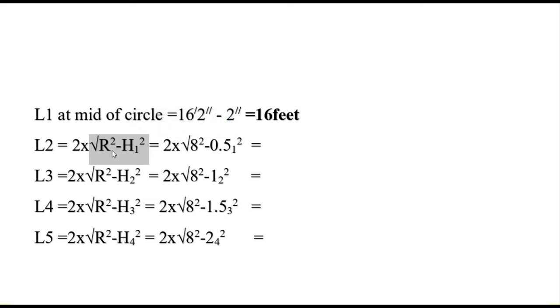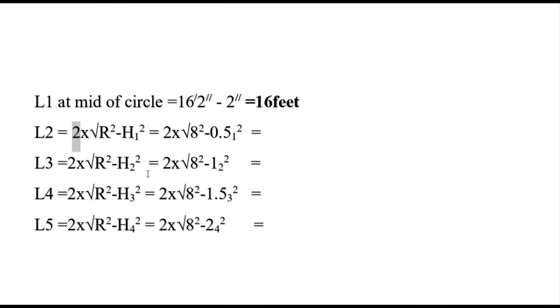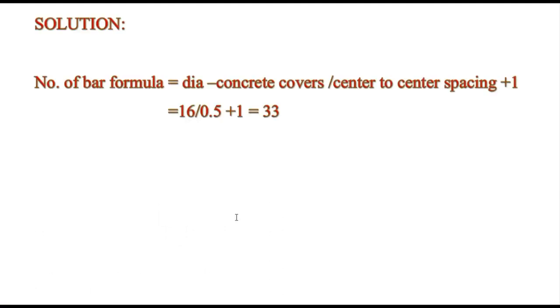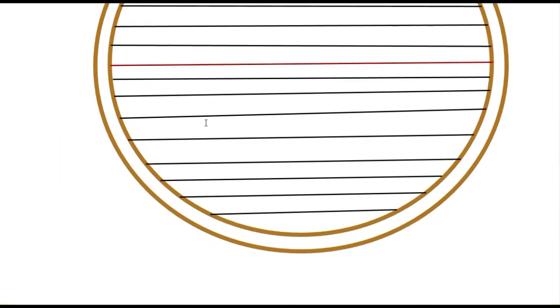Here the highlighted part will give us the half length up to the radius of the circle, the half length of our main bar. When we multiply it by two, it will give us the full cutting length of the main bar. Here I am just calculating the cutting length of 5 main bars. The others you will calculate by yourself. The purpose was just to give you the concept.